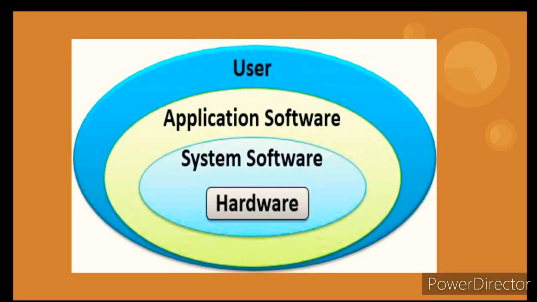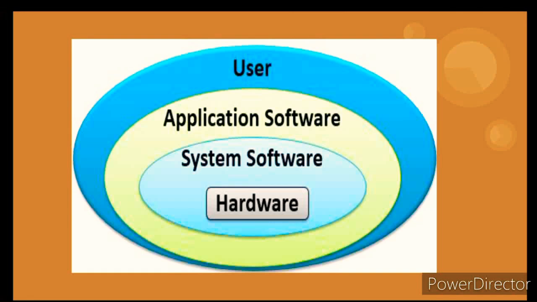In this system, the user cannot communicate directly with the hardware. It is communicated through application software to system software, and from system software to hardware, because hardware is the physical component. What is hardware? Hardware refers to the physical components of the computer.